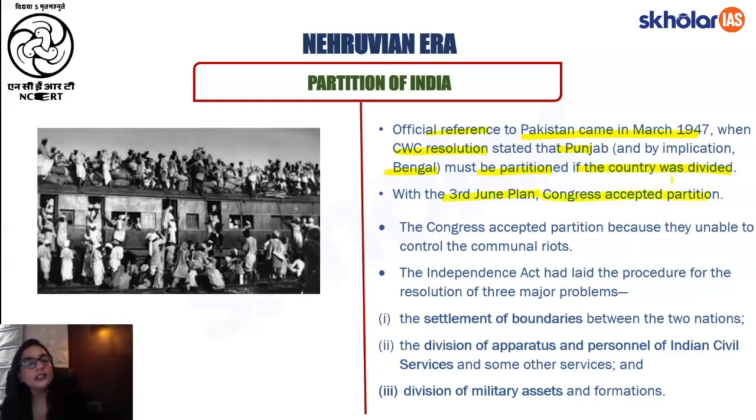Now, initially Congress was not happy with the idea of partition. However, there were certain reasons because of which Congress had to finally accept the concept of partition. Now, what were these reasons?